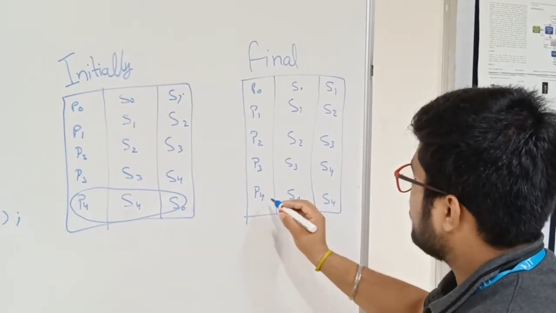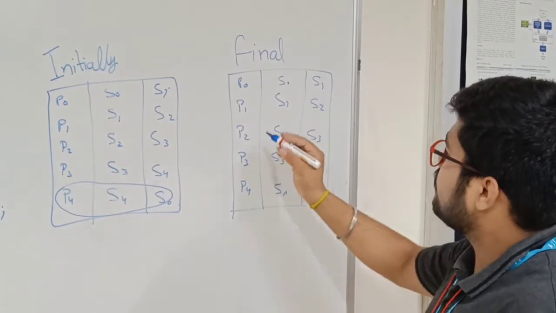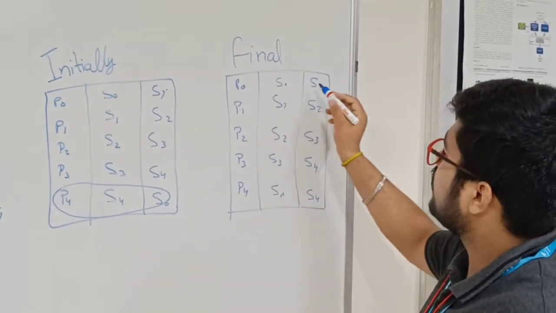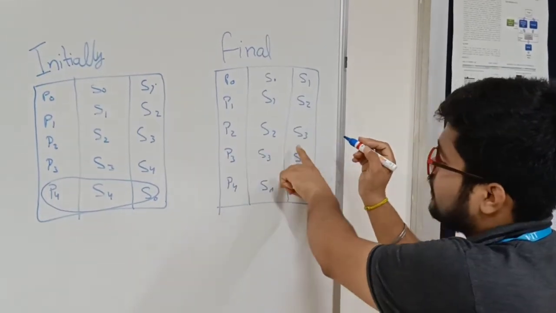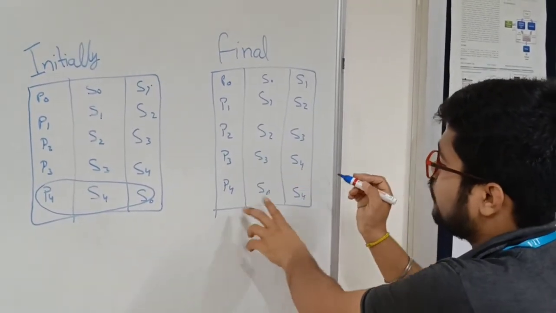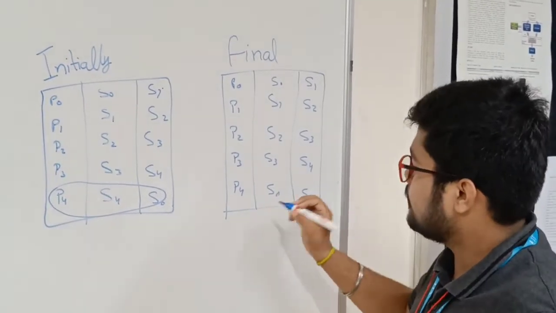then P4 S0. Now they will shift to the right-hand side. P0 will take S1, complete his work, then P1 can take that fork, then P2 can take the S3 fork, then P3 can take S4, and similarly P4. So in this way we will resolve this issue.